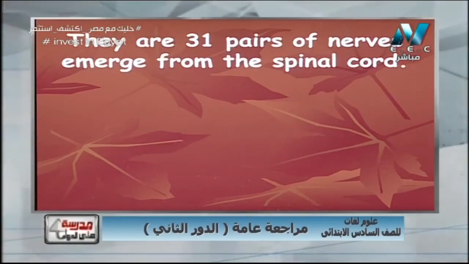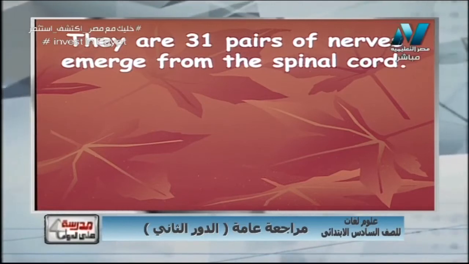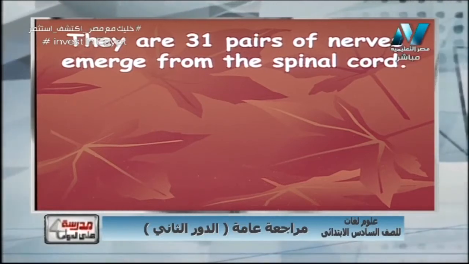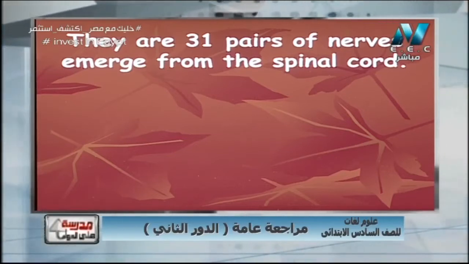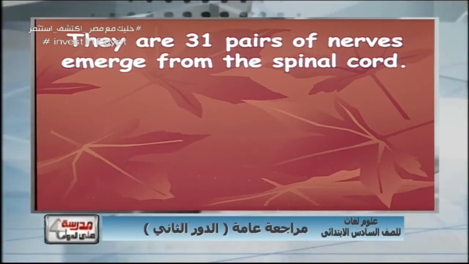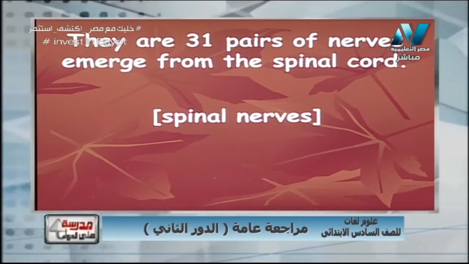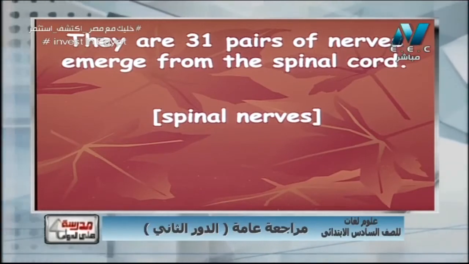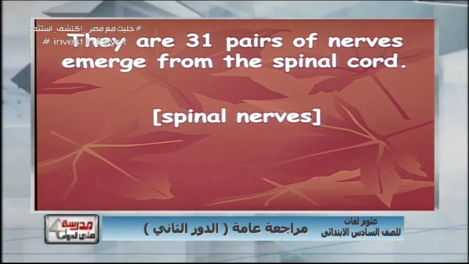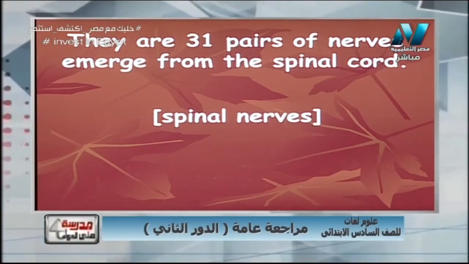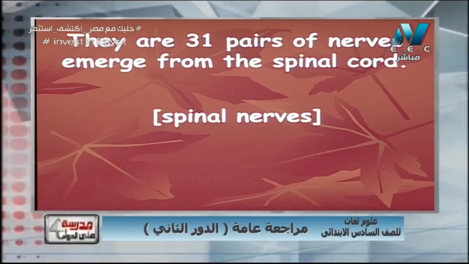There are 31 pairs of nerves emerge from the spinal cord. هم 31 pairs من الأعصاب بتخرج من spinal cord. Sure, they will be the spinal nerves, الأعصاب الشوكية أو اللي خارجة من النخاع الشوكي أو الحبل الشوكي اللي بنسميه spinal cord. Spinal cord يعني الحبل الشوكي. Again, there are 31 pairs of nerves emerge from the spinal cord. It will be the spinal nerves.